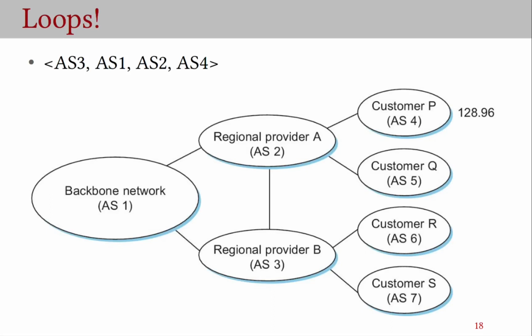BGP also prevents loops. And to see why this is important, let's consider this example of this prefix 128.96. Now, AS1 learns of this prefix from AS2. Now, suppose AS1 then propagates it to AS3, right? And then AS3 propagates that to AS2, right? So this is the direction of route announcement.